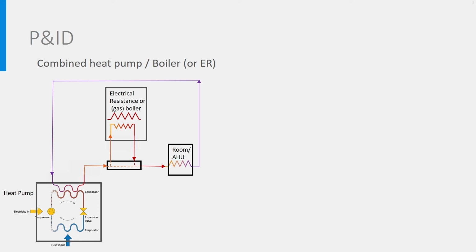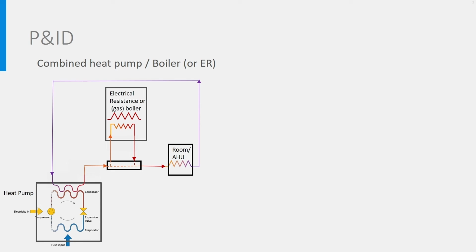In a PNID, the configuration we studied for the heat pump would look like that. Let's start from the room on the right of the picture. Instead of the room, it may also be the heat delivery to the air handling unit. The water in the radiator is cooled down by heating the rooms and flows back to the heat pump, the purple arrow. In the heat pump, it is heated to a certain temperature.